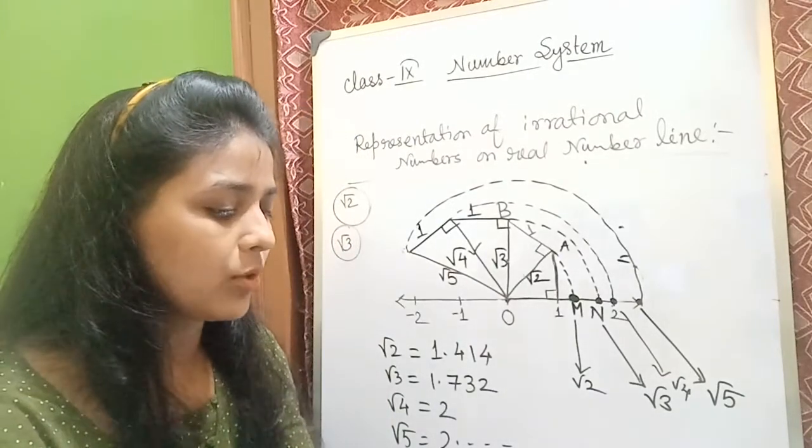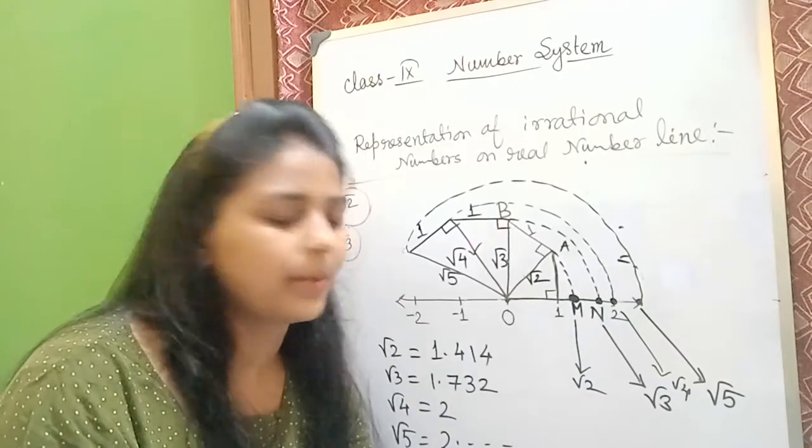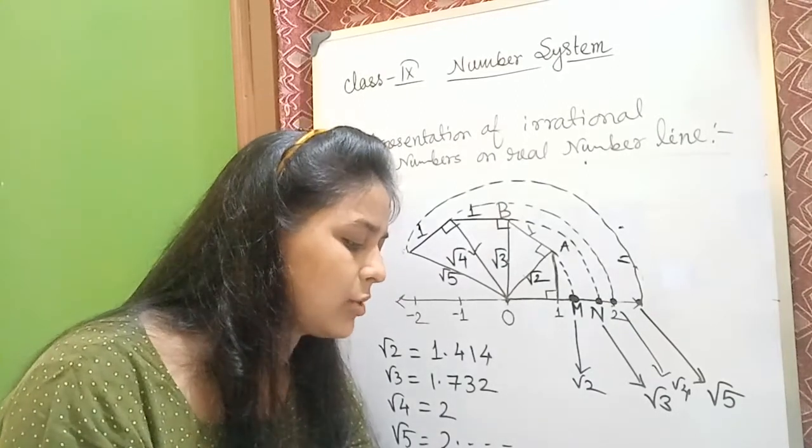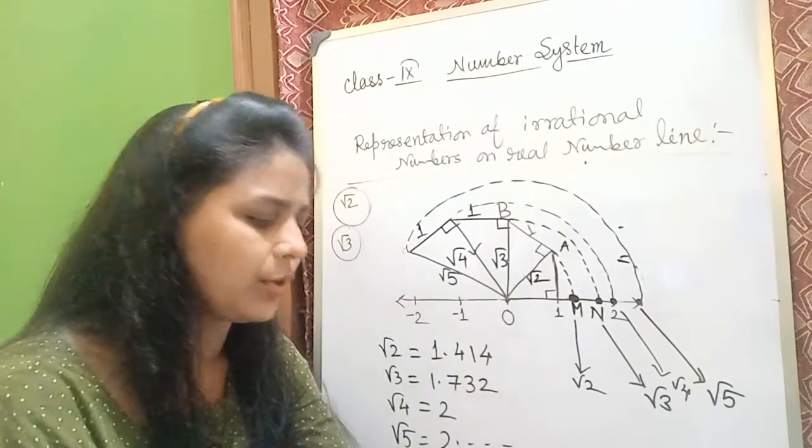Now you can go to exercise 1.2. In exercise 1.2, question number 3 asks you to show that root 5 can be represented on the number line, and you can do it the same way.